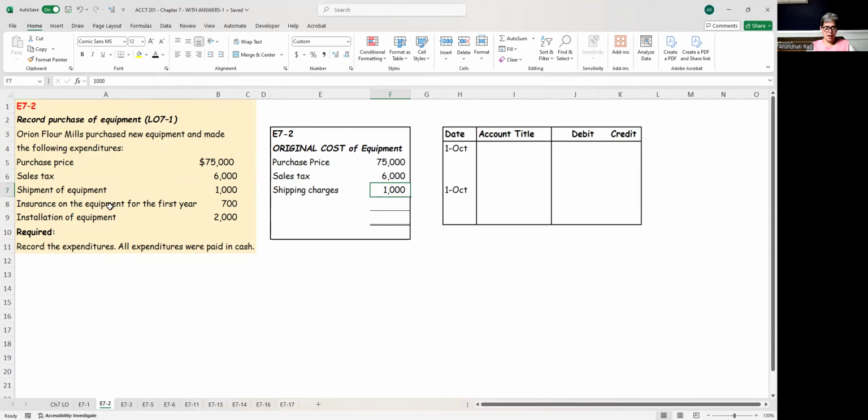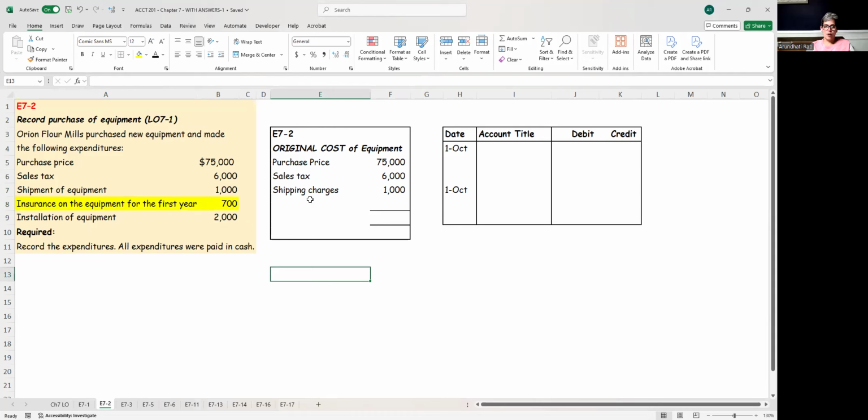Insurance on the equipment for the first year. After I bought the equipment, I had to pay insurance. This one is not an original cost of the equipment. It's an ongoing recurring expense I'm going to have, so I cannot include that in the original cost of the asset. Now, if this was insurance paid during shipping, I'd have included it. But this is for the first year, which means it's going to happen again. So this one doesn't get included.